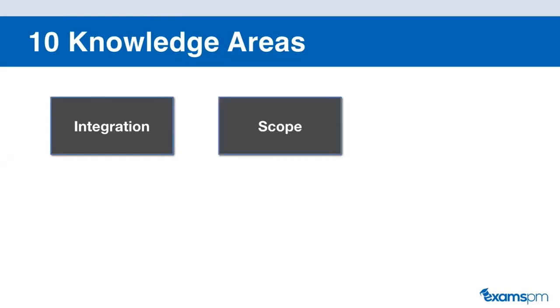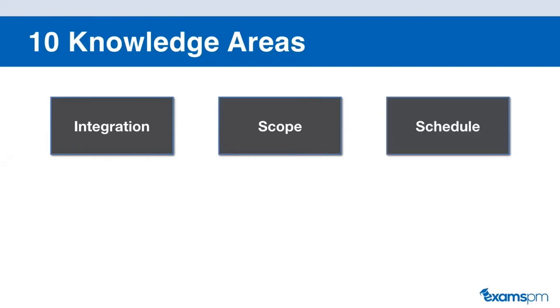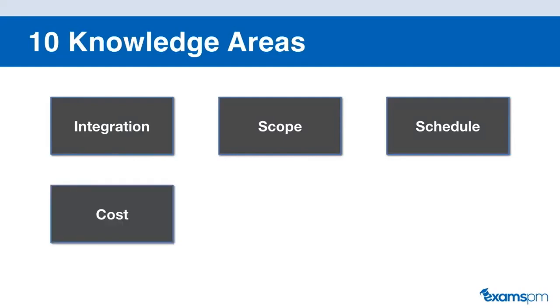Next, we have project scope management, which includes the processes required to ensure that the project includes all of the work and only the work required to complete the project successfully. Project schedule management includes the processes required to manage the timely completion of the project. Project cost management includes the processes involved in planning, estimating, budgeting, financing, funding, managing, and controlling cost so that the project can be completed within the approved budgets.